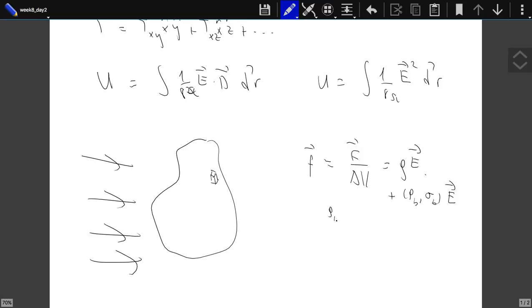But you see, this rho_b or sigma_b themselves are proportional to the electric field. They are related with the polarization, which is proportional to the electric field. So you would expect the force per unit volume to contain a part that is linear in the electric field plus another part that is quadratic in the electric field. So this is what you would naively expect, and in the book you see the derivation. But basically those forces are the forces due to the free charge that you put and also due to the polarization of your medium.